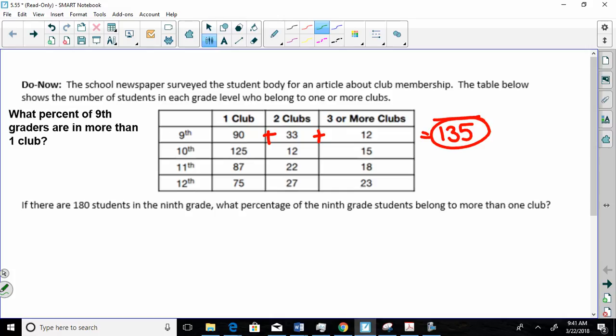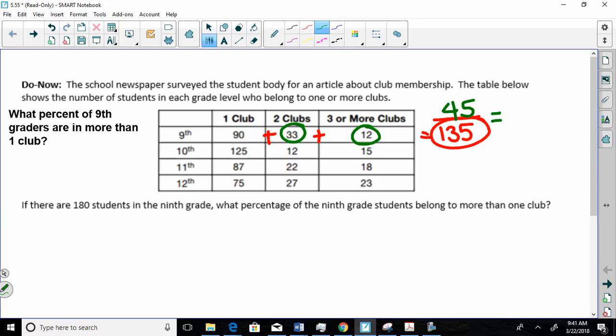So more than one club. Yes. Add up 33 and 12. Cool. What do you get? 45. So I added this question in because you need to do this part of it to get the next part. A lot of people are like, well, why does it say 180? It'll make sense in a second. And so I know that 45 out of 135 ninth graders in this school are in more than one club, right?